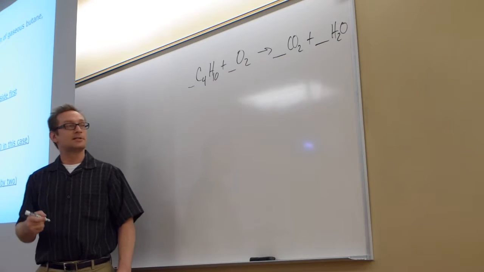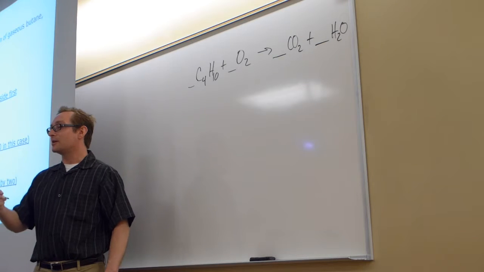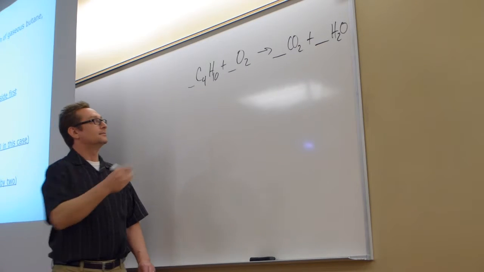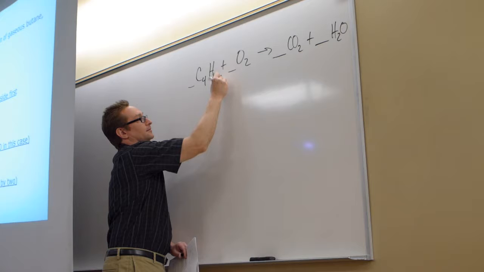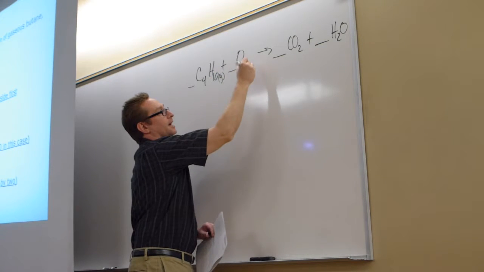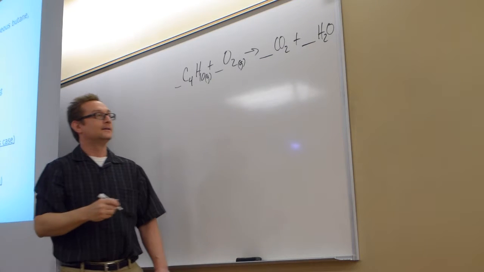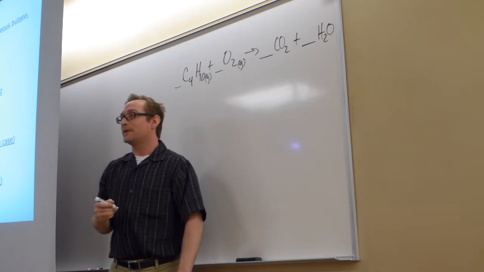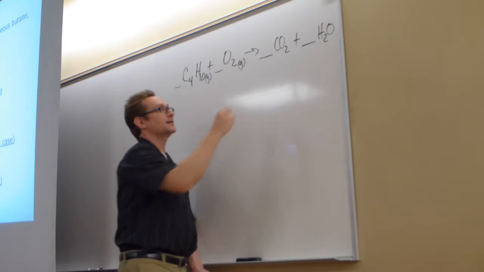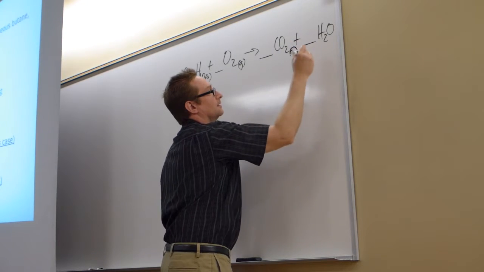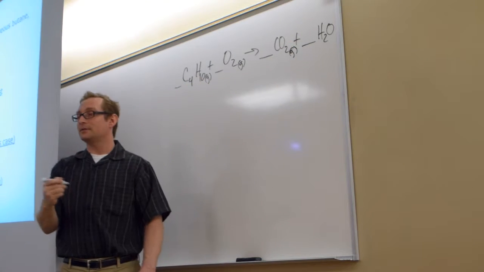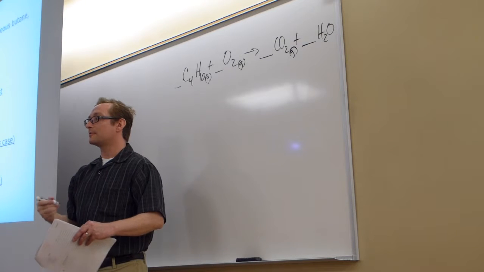So first step is always write one of each reactant and product on both sides of the arrow. It says gaseous butane, so we'll go ahead and do that. Oxygen is always a gas, unless otherwise stated. Carbon dioxide, what's the phase on that? That's also a gas. And water could be a liquid, but typically when you're burning a hydrocarbon, you're producing water vapor, right?